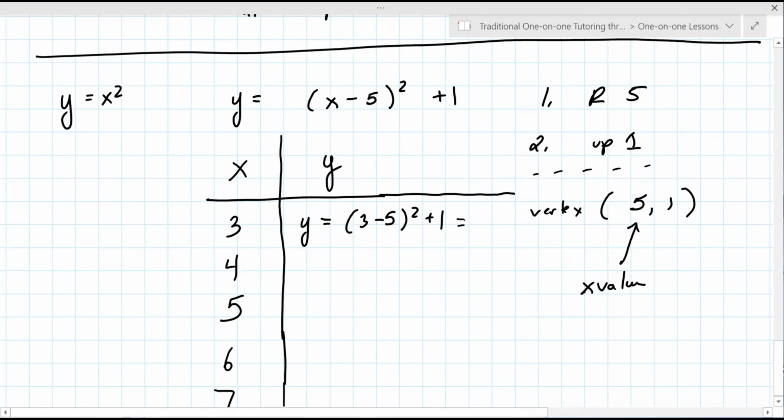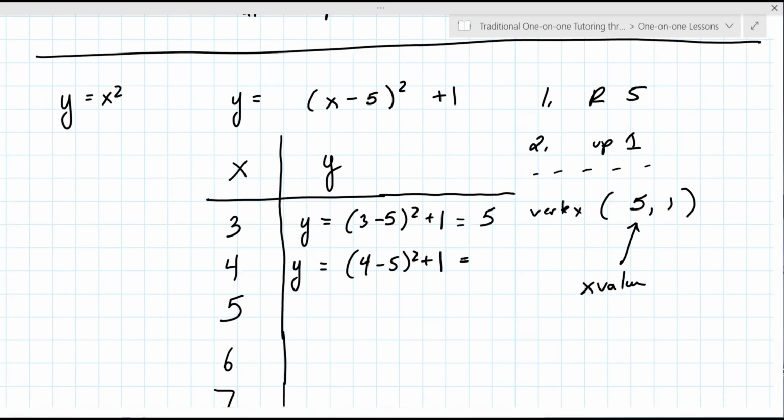So I want to get the 5 values here, the y values. What is 3 minus 5 squared plus 1? 5. Yes. Okay. And the next one here, 4 minus 5 squared plus 1. Just 2, I think. 2, very good.